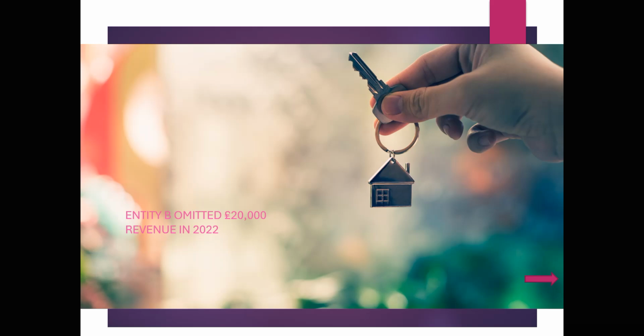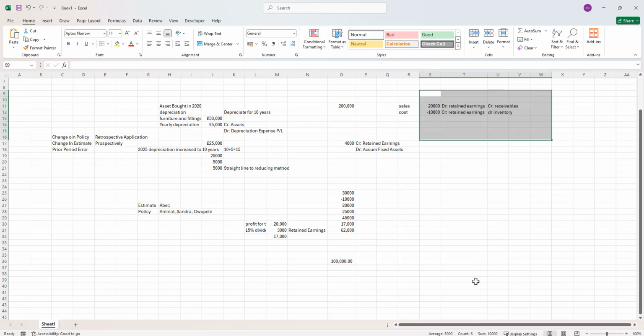Entity B omitted 20,000. I've explained that thing. No, you are not in class. Let me just quickly go back and explain it. Are you here now? Okay, so what I've done is this. Don't forget, when we sold these goods, what we did was this. Let me take this away.